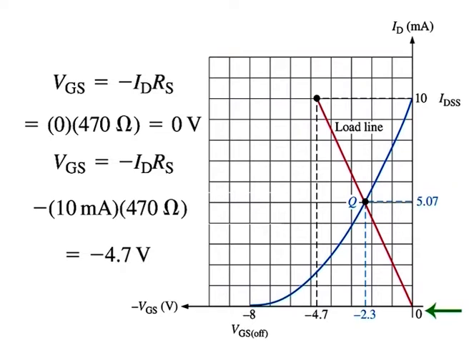Next, calculate VGS when ID is equal to IDSS. From the curve, we can see that IDSS is equal to 10 milliamperes. So, substituting the values in the equation VGS is equal to minus ID into Rs, we get VGS equal to minus 4.7 volts. This establishes a second point on the graph. Now, with 2 points, the load line can be drawn on the transfer characteristic curve as shown in this figure.